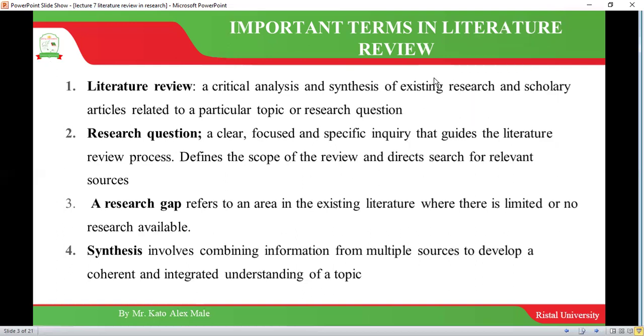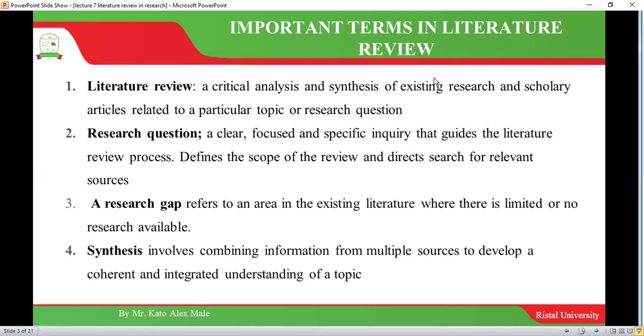The research question defines the scope of the review and directs you to search on relevant sources. You will not start searching about HIV/AIDS, yet your problem is actually hypertension. So without a question, you might just search anything, whether significant or not. That's why it is important.